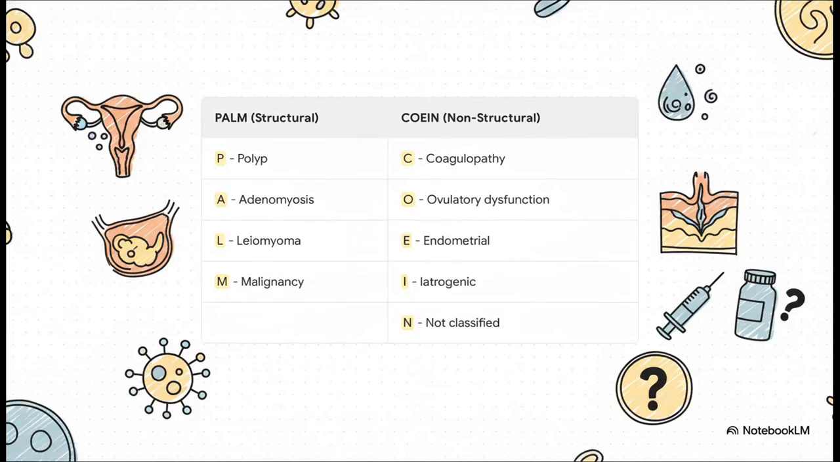And the real beauty of this framework is just how simple its division is. You've got the PALM side, which covers all the structural causes. Things you can often literally see on an ultrasound or identify through pathology. Then you have the COEIN side, which covers the non-structural causes. These are more about systemic issues, hormones, or maybe medications. So let's break each one down.